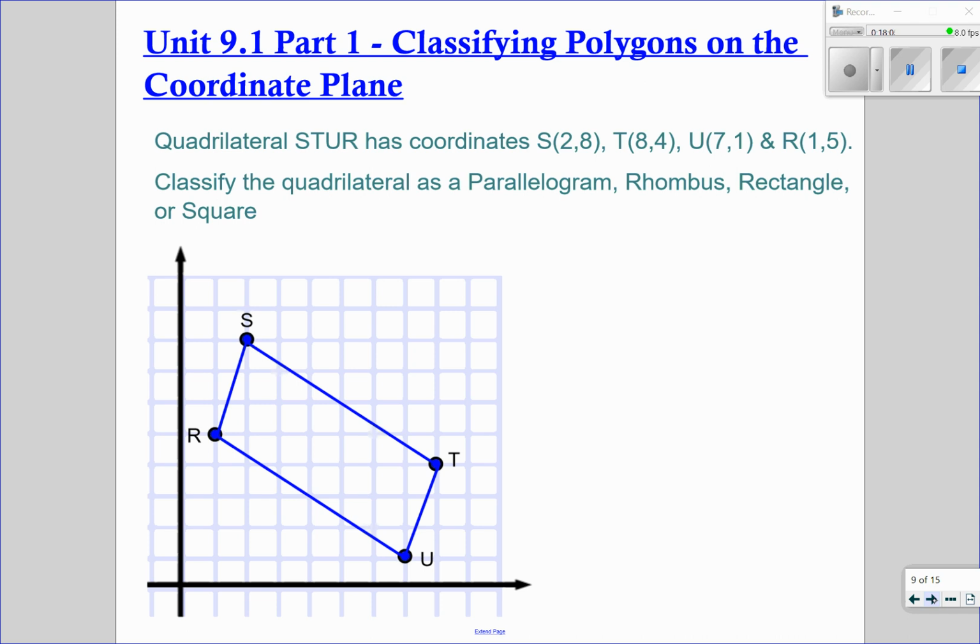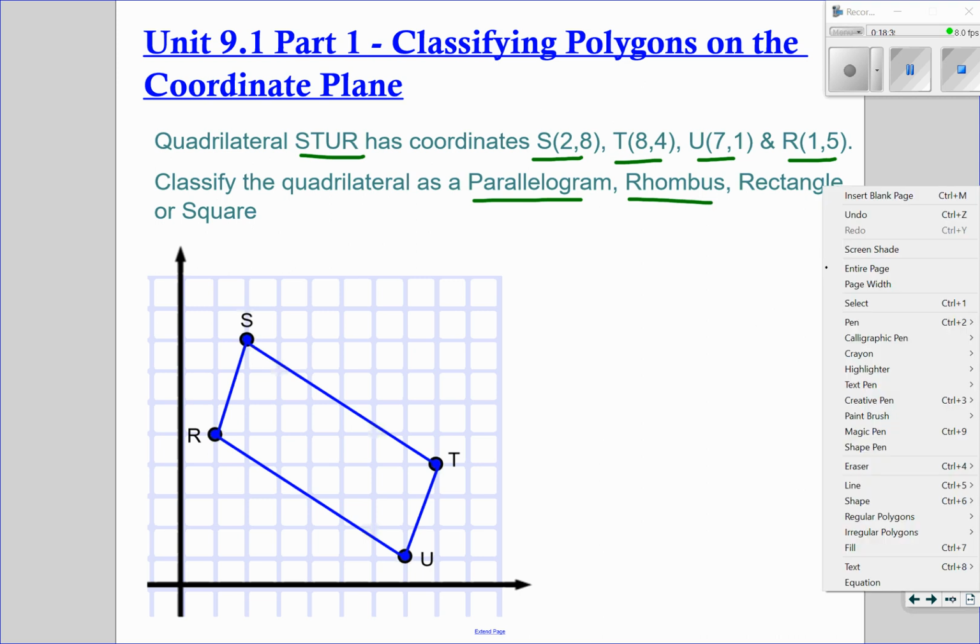We have quadrilateral STUR, and it has coordinates S, T, U and R already graphed on this coordinate plane. If we look here, this shape is obviously not a square, obviously not a rectangle because we don't have perpendicular sides. But we could go ahead and still justify that. So our leading options now are probably going to be parallelogram or rhombus. We could probably go ahead and rule out rhombus also because we can clearly see the sides are not congruent. But it's all about showing me what you know.